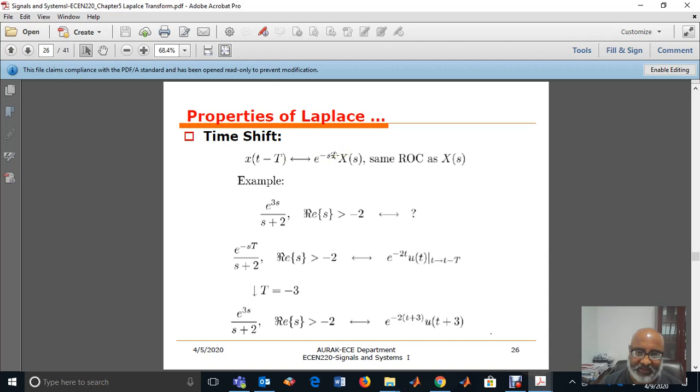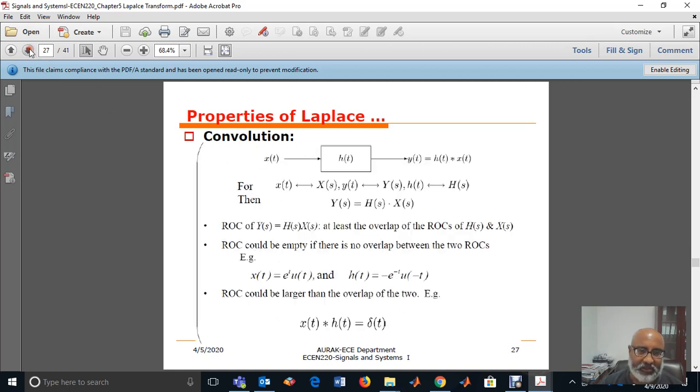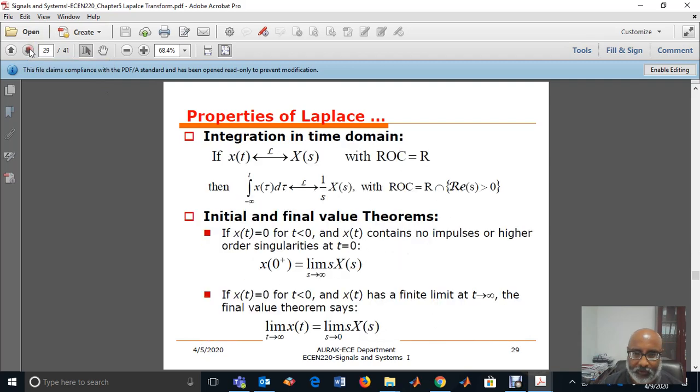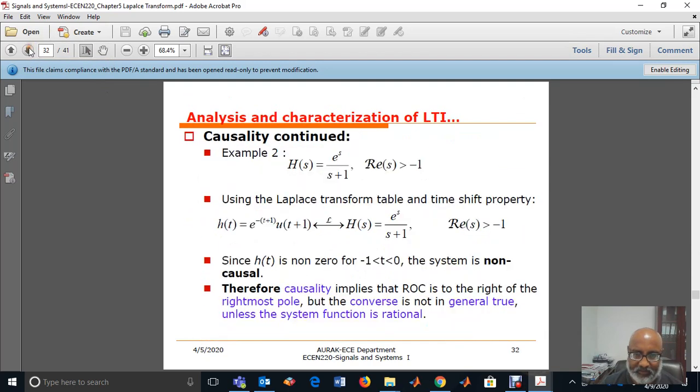So when capital T is -1, this will be e to the power of s, and this will be x of t plus 1. So x of t plus 1 means shifted to the left by 1. So let's go to the system. This system, originally without e to the power of s, I have e to the power of minus t ut. But because I have e to the power of s, time delay, then this will be e to the power of minus t plus 1 times ut plus 1. So what is h of s? H of s is e to the power of s over s plus 1, real of s greater than -1.